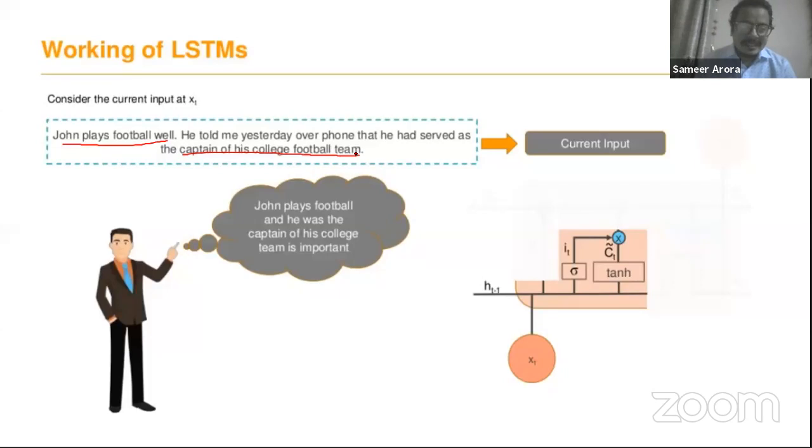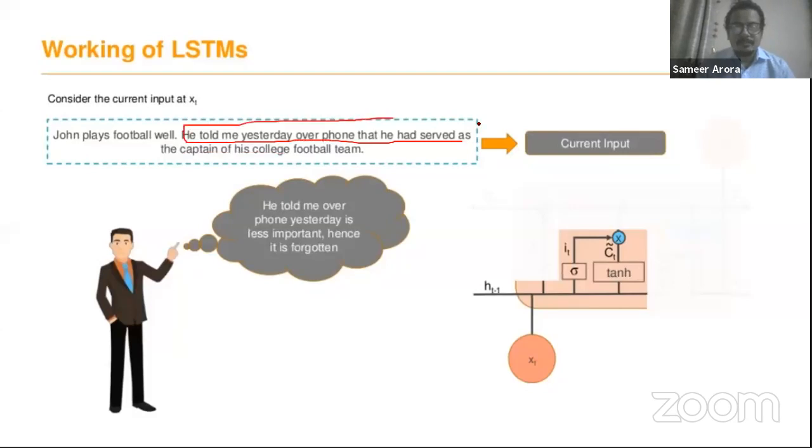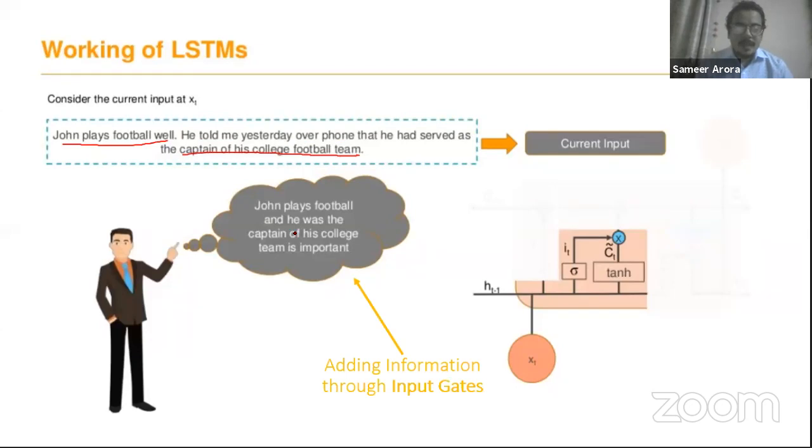And the least important is: he told me yesterday over the phone he had served as. This kind of statement is the least important, so we can omit this information from the stored data. Only the information which passes through the input gate is the important information, that is, John plays the football and he was the captain of the college football team. This information will only pass through the input gates. These are the input gates.